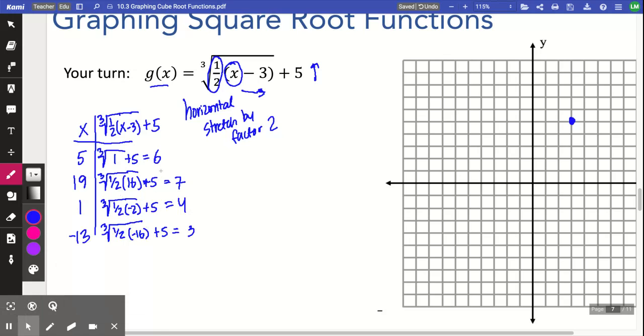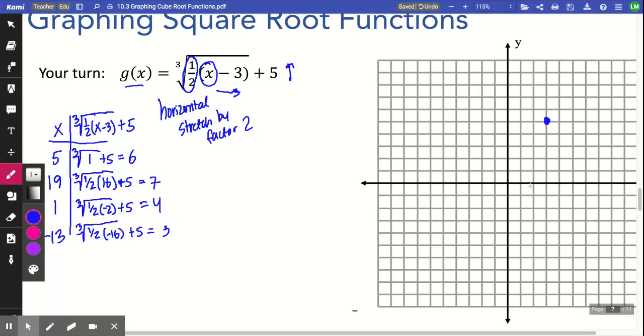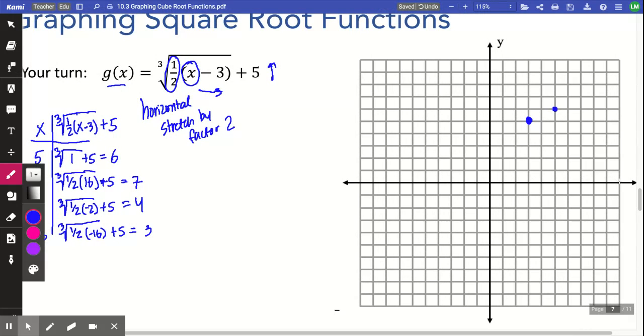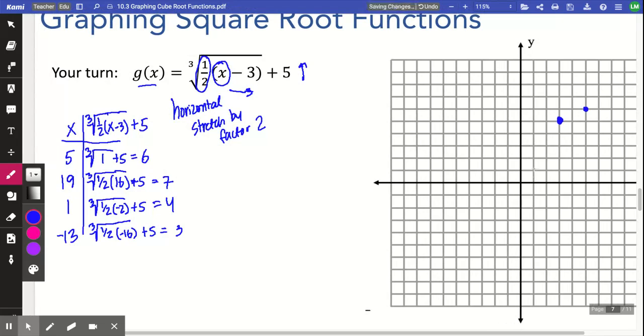Here's my updated points. We found some better perfect cubes. So 5, 6, we got some, again, with that stretch. Try and keep them all in the graph. Sometimes we have to get some bigger numbers that go pretty far out. So 5, 6. 19, 7. So we're going to be off the graph here, but you can imagine it's over there. Then we have 1, 4. Negative 13, 3, again off the graph.